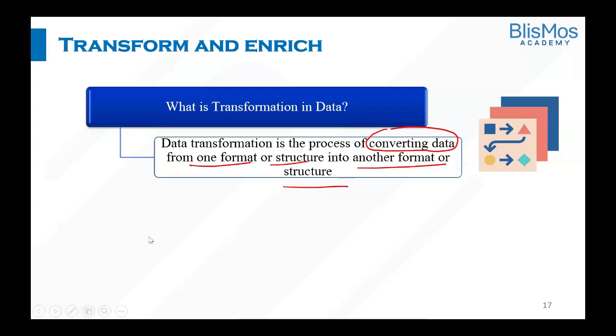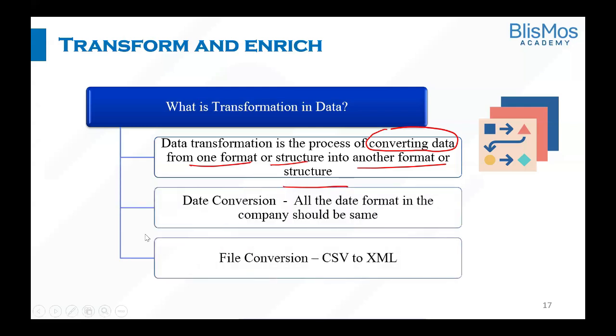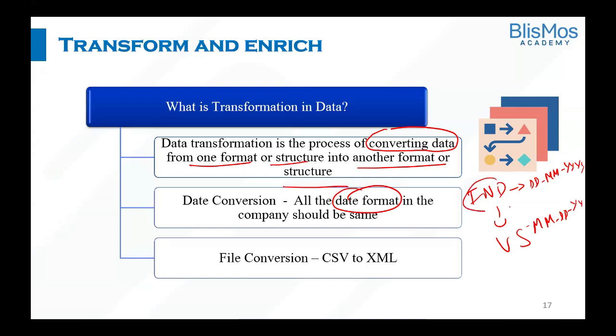Okay. So one of the simple examples, which we already discussed, is converting the date format from Indian date format to US date format. Okay. In India, we always say date, then month, then year. Okay. In US, it is month, then date, then year. So this is one very simple transformation. Okay. And also converting the CSV into XML. That is also one transformation.